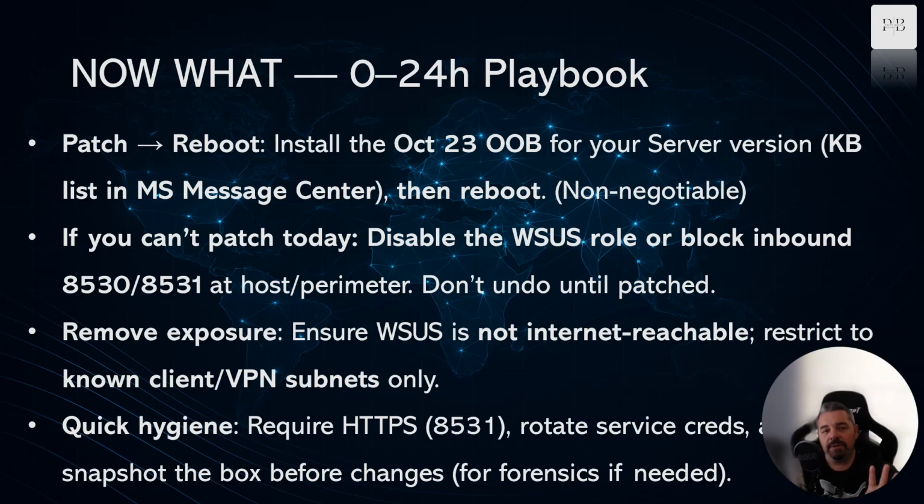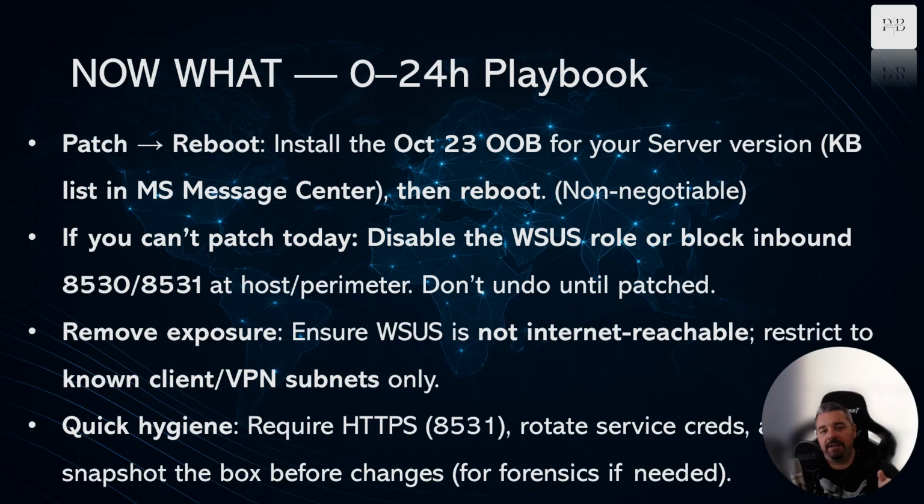Step 5, rotate service credentials tied to WSUS and capture a quick snapshot or backup for forensics. If something looks off later, you'll be glad you did. Step 6, turn on the right logs. Confirm event ID 4688 for process starts and 4104 for PowerShell script blocks on the WSUS host, and make sure IIS W3C logs are forwarding to your SIEM.